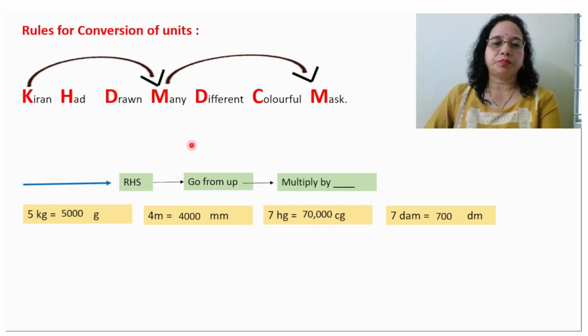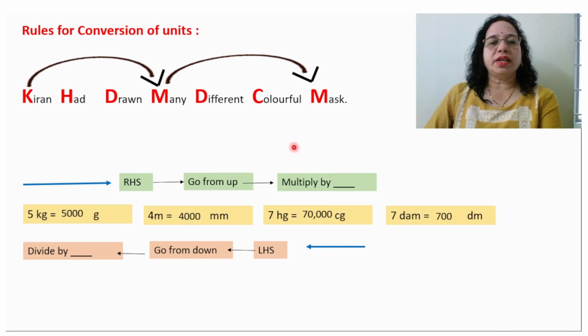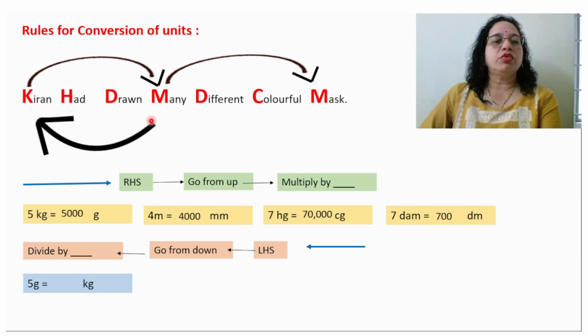Now we will go for the second rule. When we move towards the left hand side, we will go from down, and the meaning of down is that we need to divide. Take one example, 5 gram into kilogram. This is gram into kilogram. We will go from down because we are moving towards the left hand side.